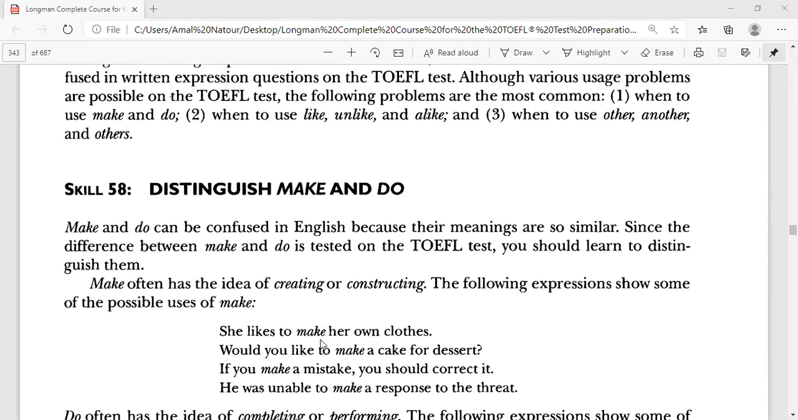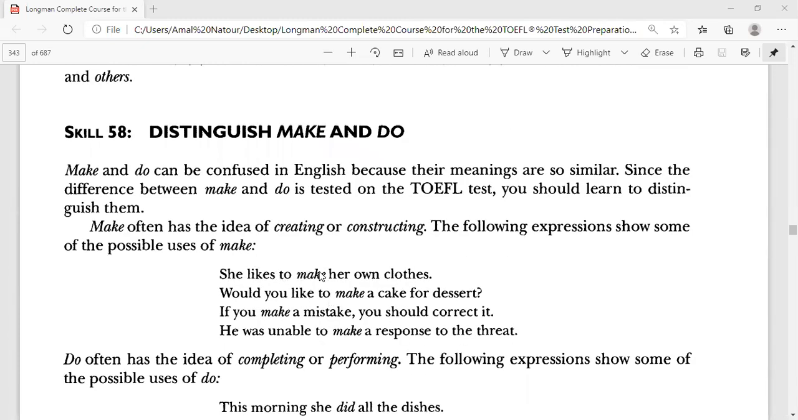If we look at these examples, let's see how make is used here. She likes to make her own clothes. Make clothes. Why? Because she's creating, she's constructing from nothing. She's making her clothes, because the thread, the materials, everything is separate, and she created an idea. She created her dress or her clothes. So we say she made her clothes. She likes to make her own clothes.